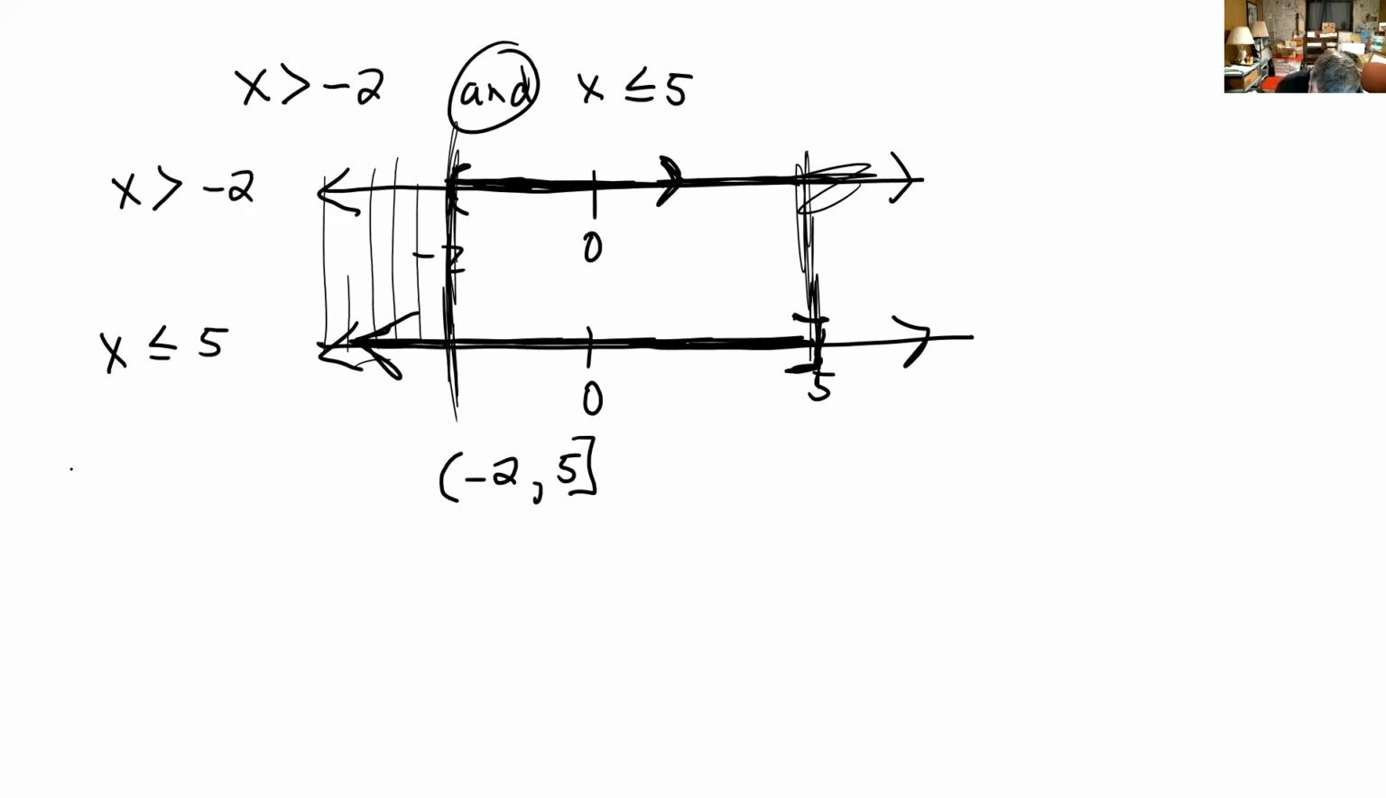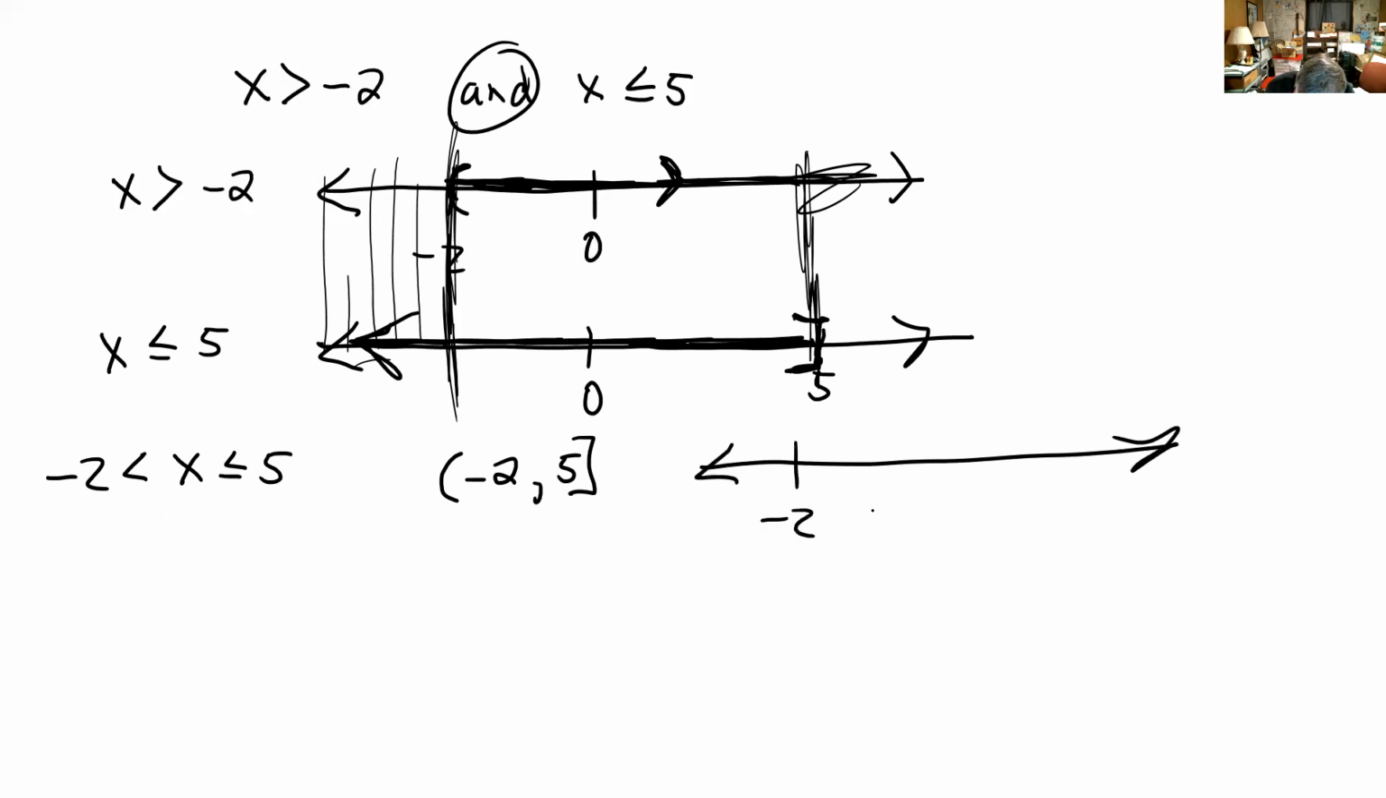So the solution would look like that. Interval notation would look like this, and the graph of the solution would look like that. All right. Any questions about this example? Okay, let's take a look at another one.